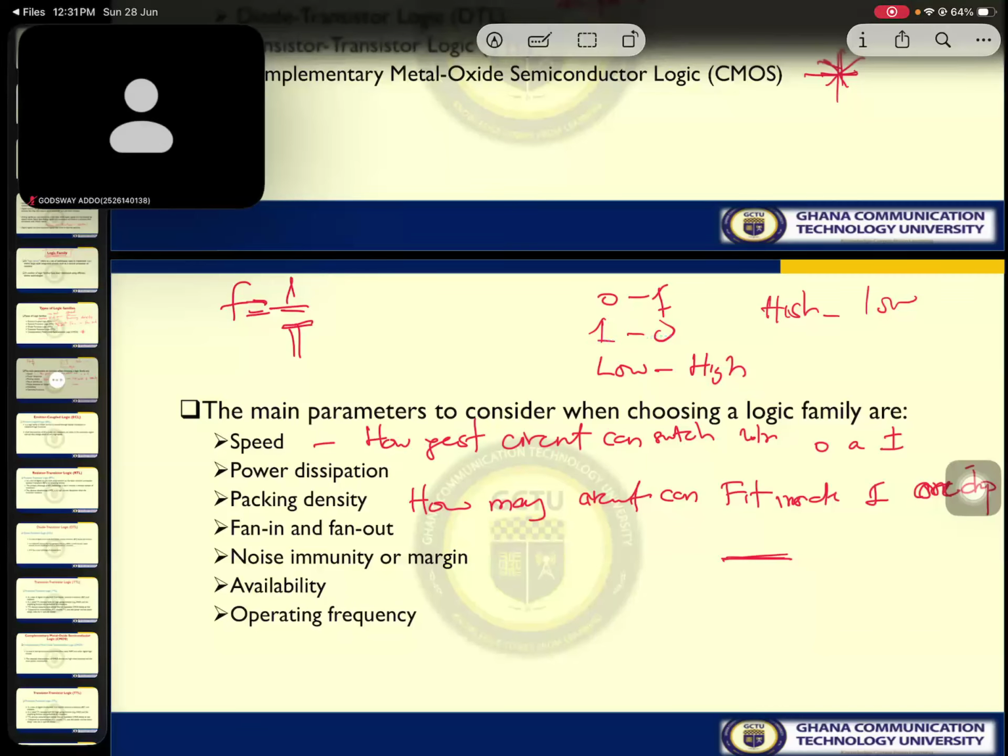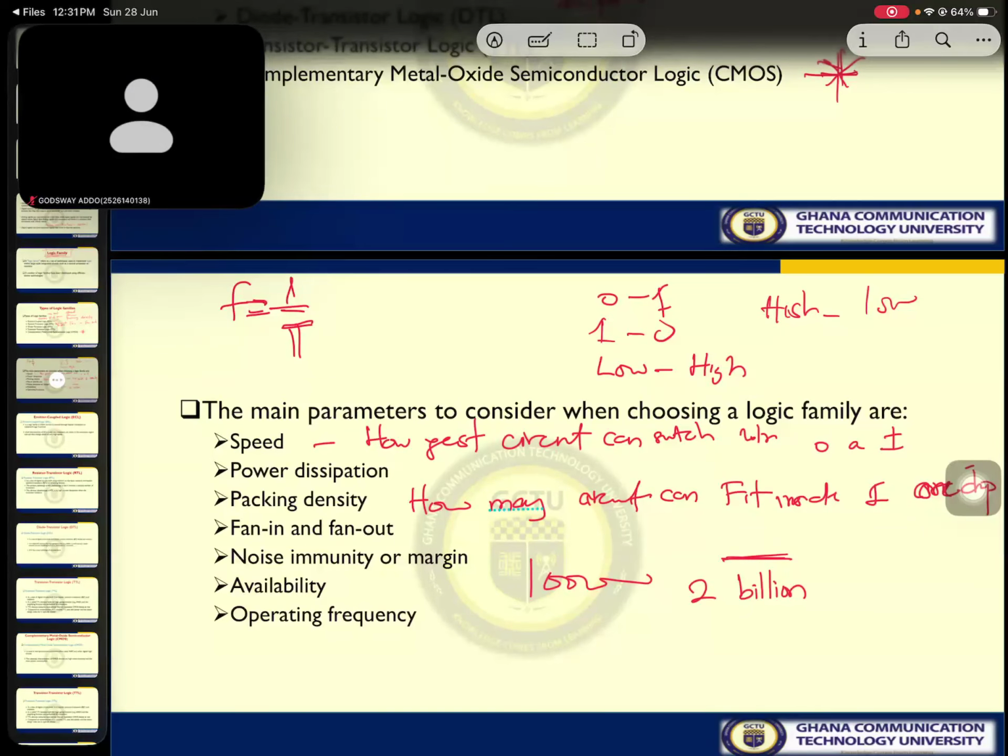Kilohertz means 1,000 cycles per second. Megahertz means 1 with 6 zeros. Then gigahertz means 1 with 9 zeros cycles per second. So let's say if you have a processor that operates at 2 gigahertz, it means its clock can run, let's say, 2 billion cycles per second.